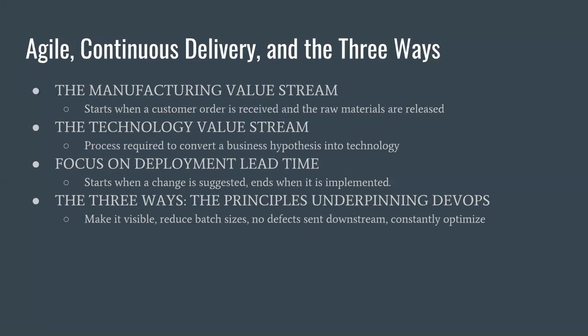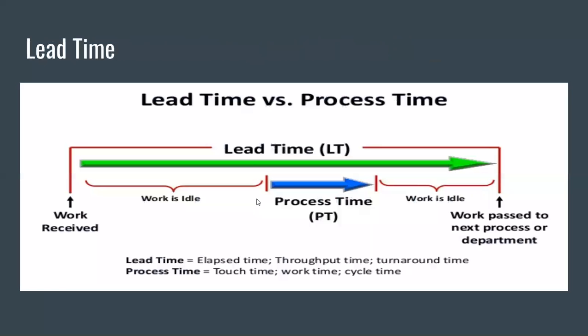So what we want to do is we want to focus on our deployment lead time. So let's say that customer makes this change and says, hey, our software would work better if we could do X, Y, and Z. That deployment lead time ends when that value is actually implemented, and that customer can say, oh, I'm now going to do X, Y, and Z with that software. So like I said, the best way to do that, we're going to make it visible, reduce our batch sizes. We're not going to send those defects downstream, which is going to increase our bottlenecks. We're going to constantly optimize this kind of behavior so that we can decrease that lead time.